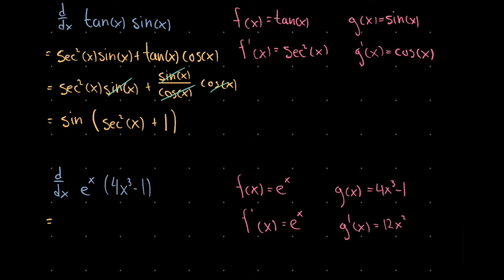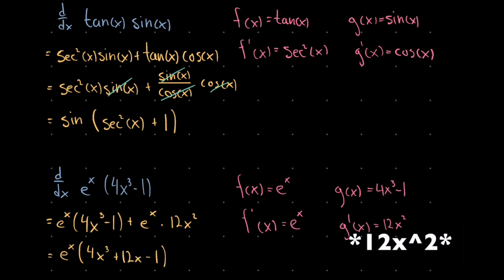And so we have the derivative of this is going to be the derivative of e to the x, which is just e to the x, times 4x cubed minus 1, plus, again, e to the x times the derivative of 4x cubed minus 1, so 12x squared. And we could choose to factor out an e to the x term, so we get e to the x times 4x cubed plus 12x minus 1.